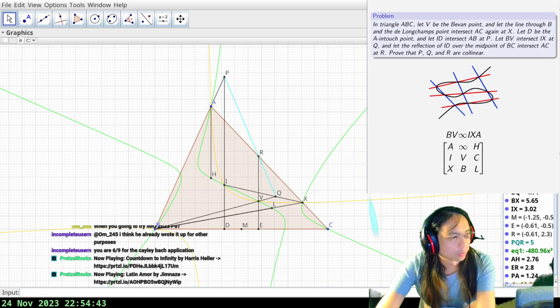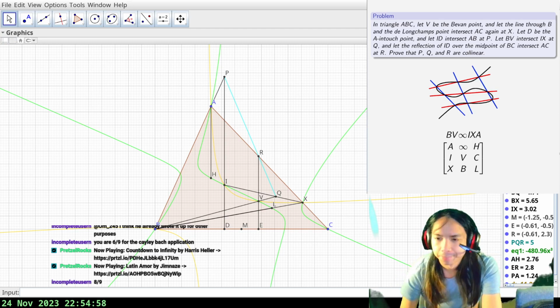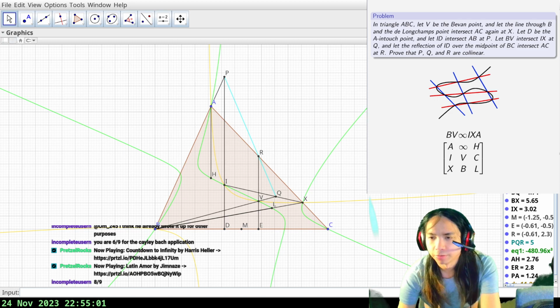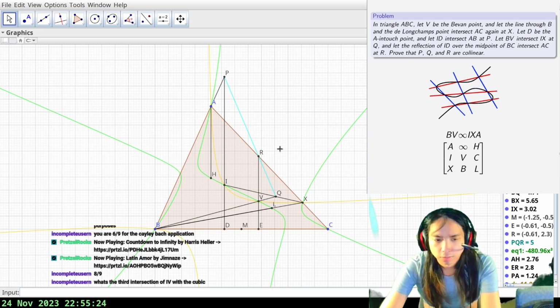I feel like I got something wrong. A infinity H, IVC are not collinear. So XBL are collinear, IVC, infinity. So AH infinity, BLX, and then IVC is wrong. We need another point there. What is the last point of IV with the cubic? Let's find out.